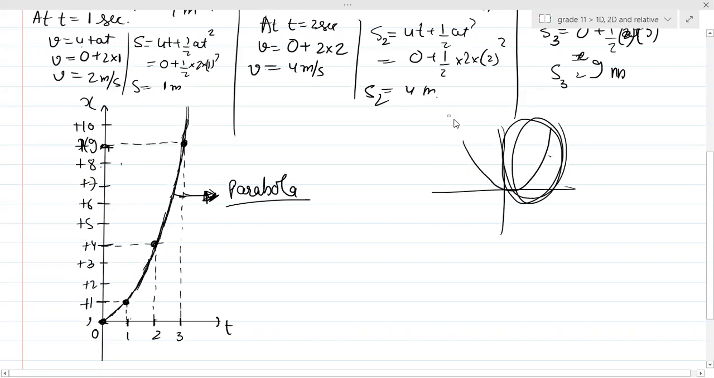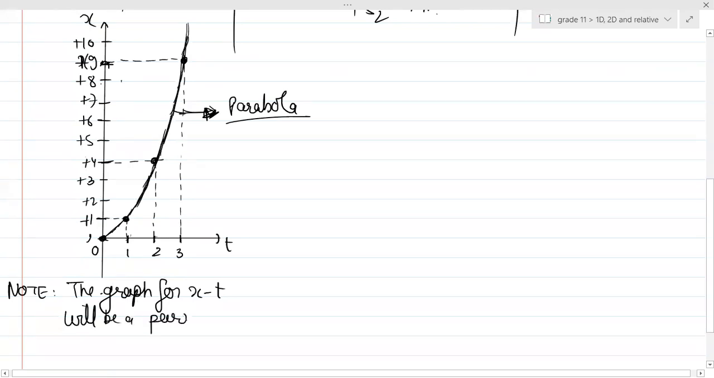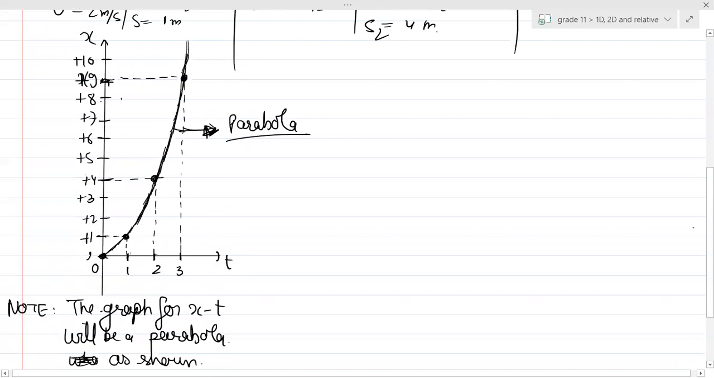So you can write down this particular thing as a note. The graph for position time will be a parabola. Is this clear, guys? Any doubt?